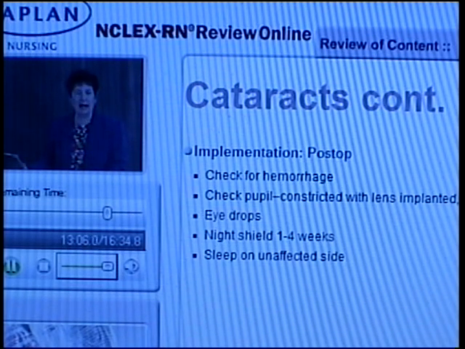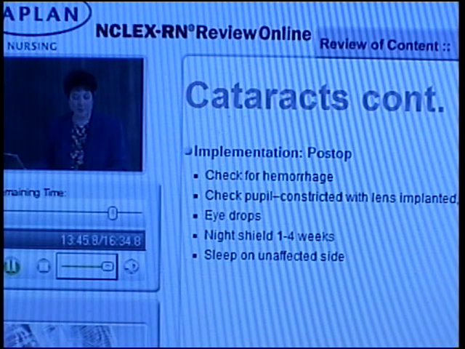Post-op, they will put in eye drops, and the eye drops are antibiotics, anti-inflammatories, and corticosteroids. The patient will wear an eye patch for 24 hours, and in order to clean the eye, they will use a damp washcloth and just remove the secretions in the morning. The patient may complain of a scratchy feeling for several days. The eye usually appears slightly red, and they may complain of blurred vision for either several days to several weeks. At night, they will wear an eye shield for the first 1 to 4 weeks so they don't injure the eye at night, and they're encouraged to sleep on the unaffected side.